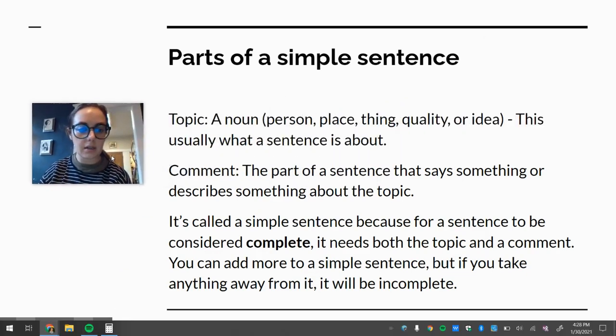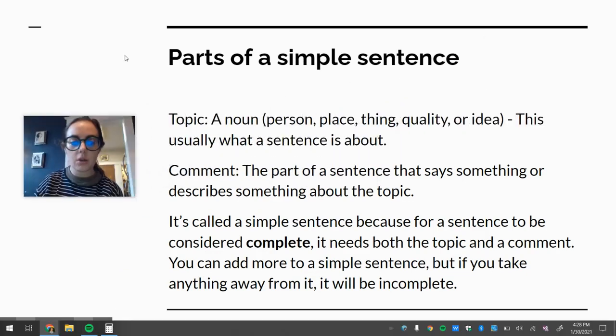So when we talk about parts of a simple sentence, we usually talk about a topic and a comment. So every single sentence has some sort of topic, which is what the whole sentence is about. It's usually a noun, like a person, place, thing, quality, or idea. And this is what the whole sentence is about. So you have that topic, and then you have a comment. So it's the part of the sentence that says something or describes something about the topic. Usually the topic is going to come first, and then the comment will come next.